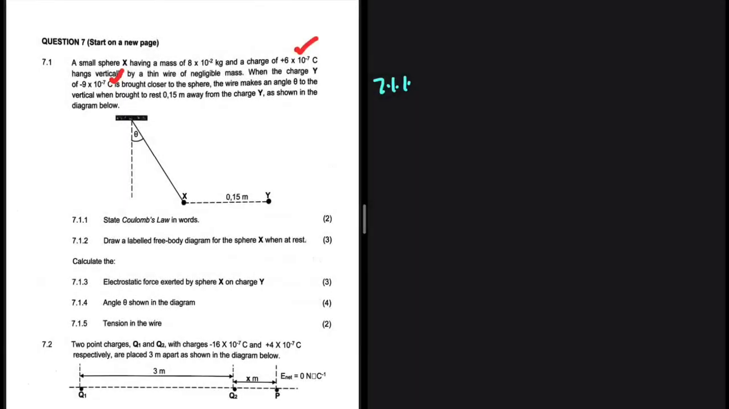We're supposed to state Coulomb's law in words. Well, the electrostatic force that a point charge exerts on another is directly proportional to the product of the magnitude of the charges and inversely proportional to the squared distance between them, not between their centers. I do see a lot of people making that mistake, saying between their centers. It is the squared distance between them and not their centers. Right, that is 7.1.1.